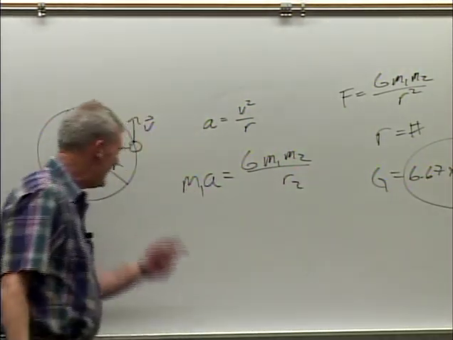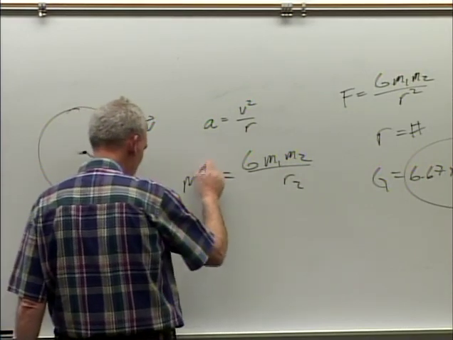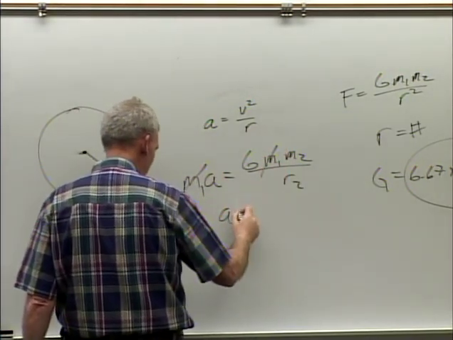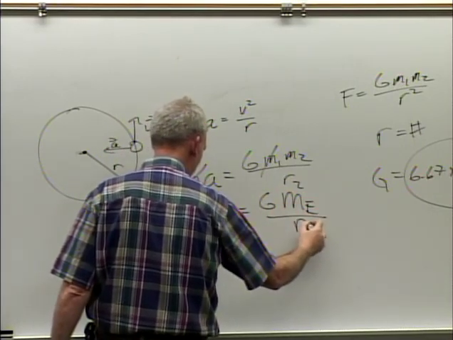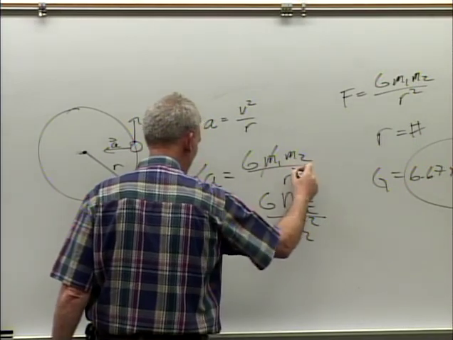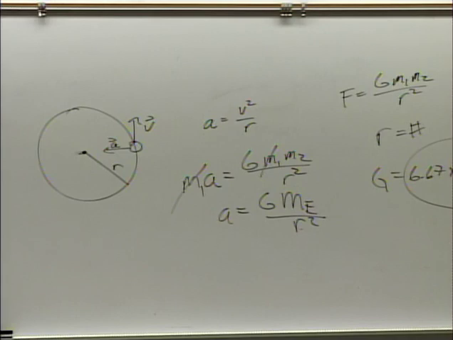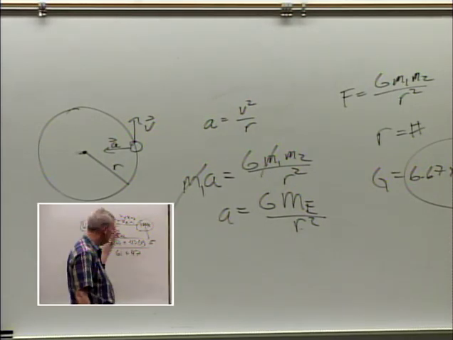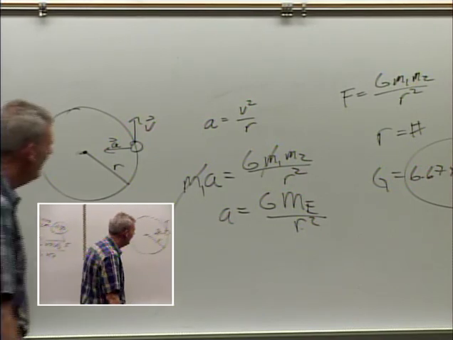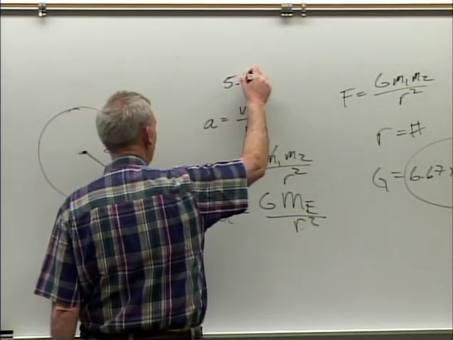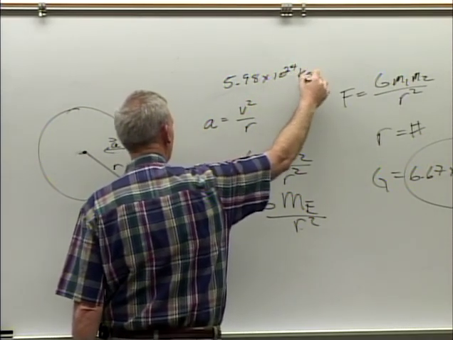So if we're standing here on Earth and we want to find the acceleration that we feel, then that's G times the mass of the Earth divided by r squared. Oh, I keep making this r2 squared. There, r squared. I don't know why I was making it r2. I'm so used to the momentum problems. Okay? Guess what we would get if we took that mass of the Earth, which is 5.98 times 10 to the 24 kilograms.